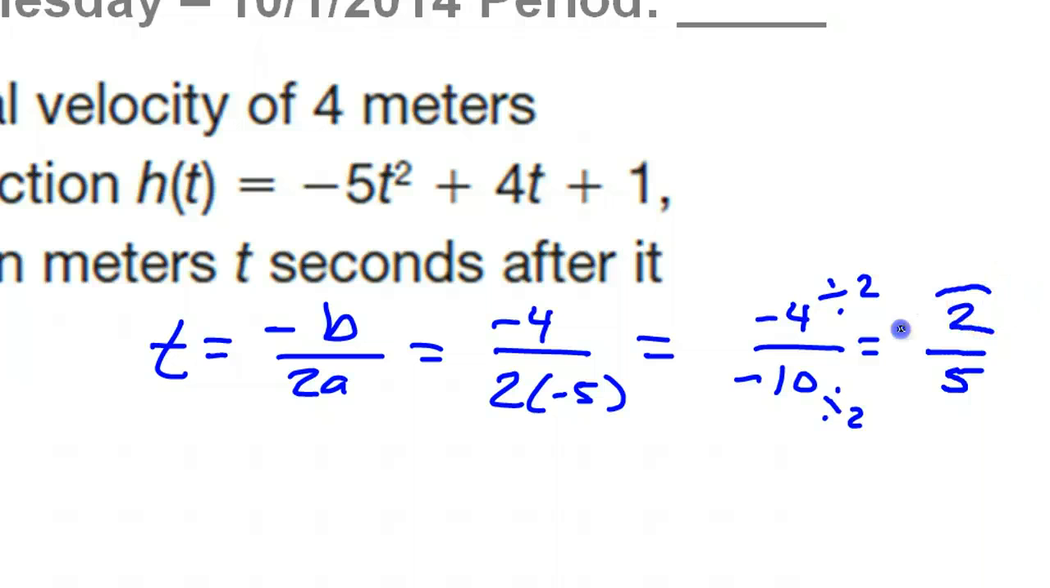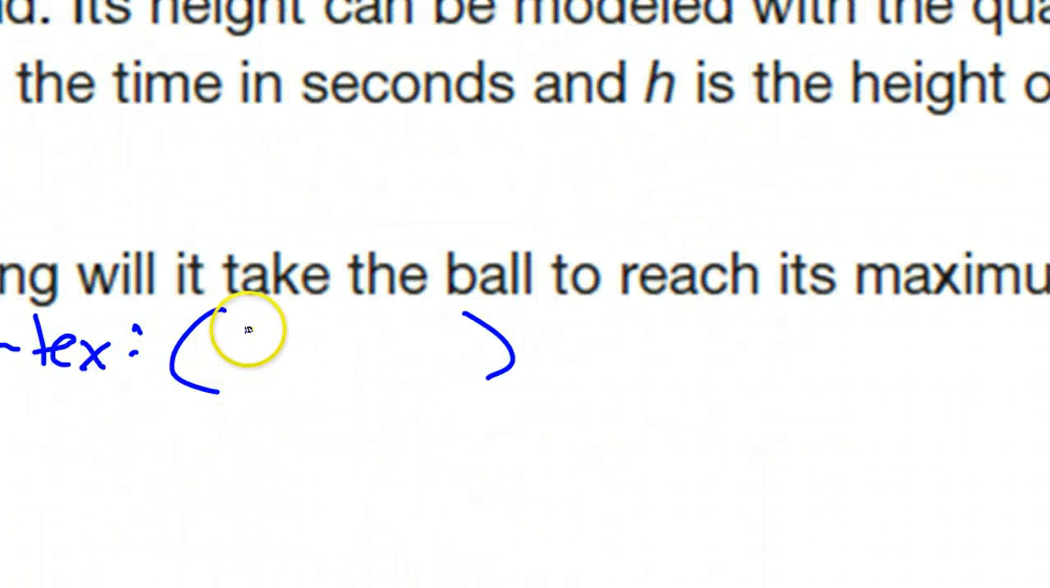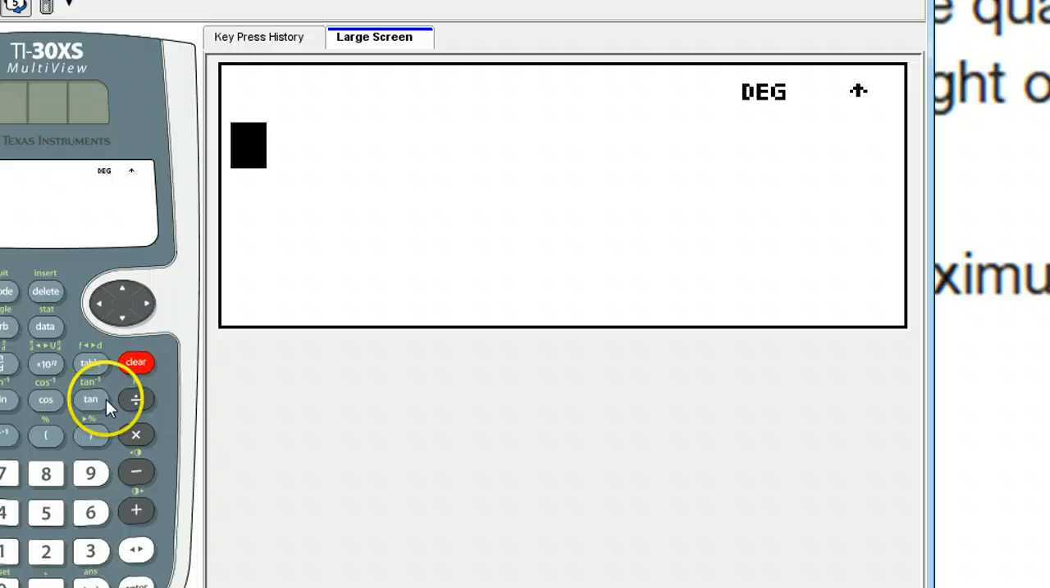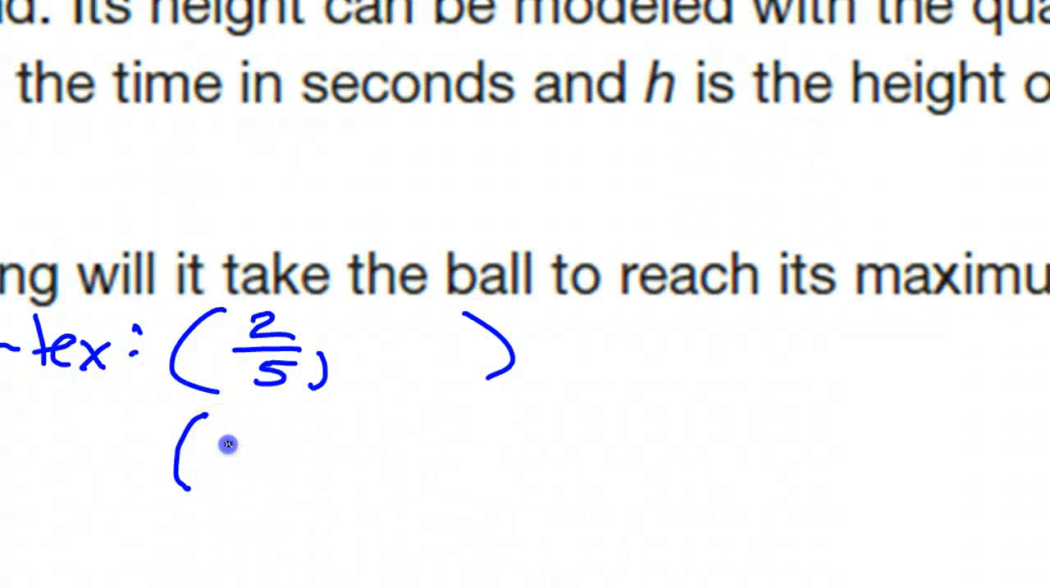Okay, so this is the x-coordinate of the vertex. But instead of x's, we're calling them t's right now. But either way, this first value of the vertex is 2/5. We'll make that into a decimal in a minute. In fact, maybe I'll just go ahead and put it underneath. So 2/5 as a decimal, 2 divided by 5 is 0.4. So we could call it 0.4 as well.